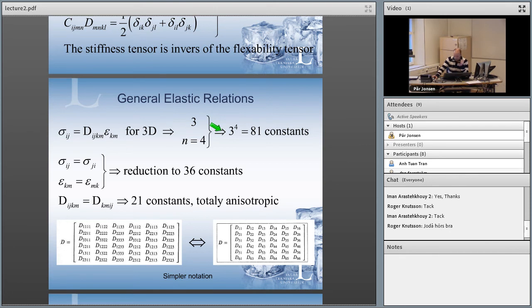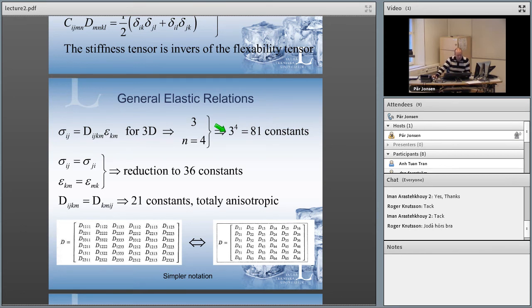Now we have something called a totally anisotropic material. And this tensor looks like this. You have a lot of indexes here, quite complicated. Usually we write it like this instead. It's enough, I think. We still know what we mean. So you don't have to write out all these indexes. It looks a little bit easier when you have it like this.